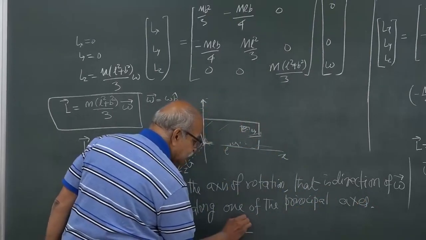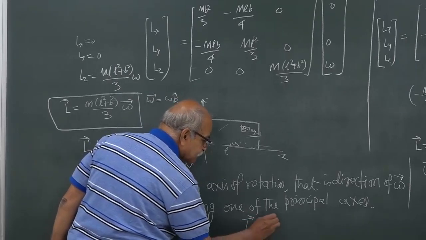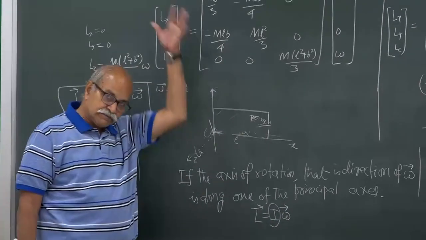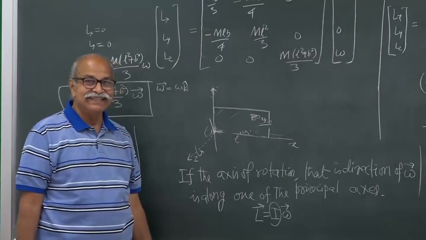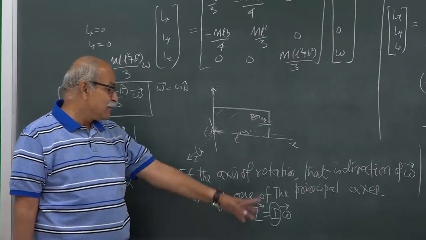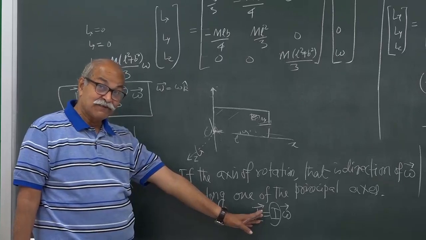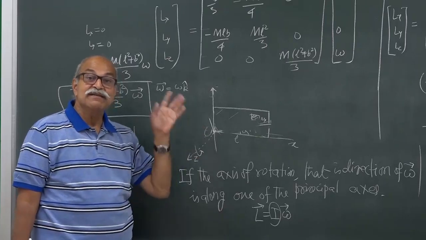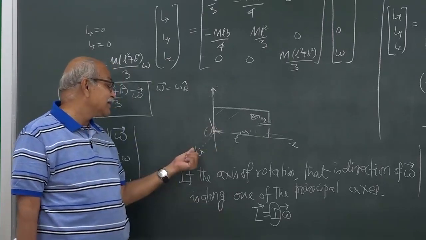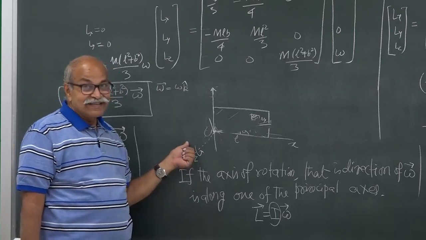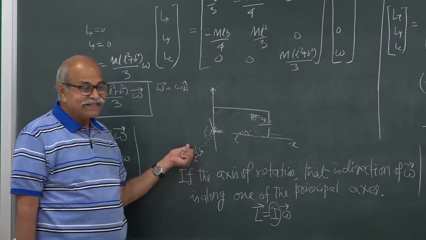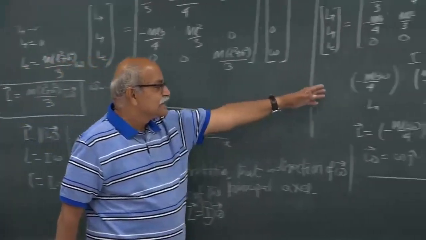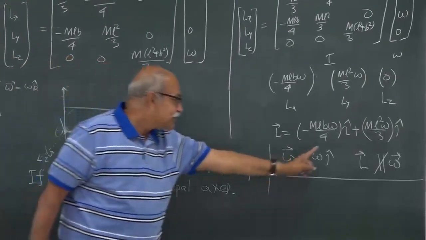Then you have L is equal to I omega, where I has the usual meaning, the moment of inertia about that omega direction, about that instantaneous axis of rotation. So this will work provided this omega is along one of the three principal directions. Here it so happened that the z axis was one of the three principal directions, and therefore this all worked. Here it was not, and therefore you had all those complicated things.